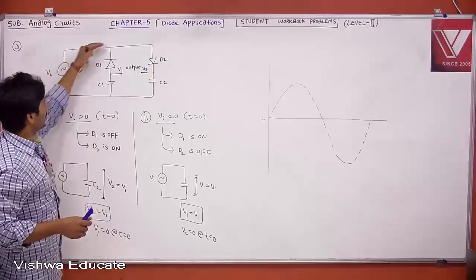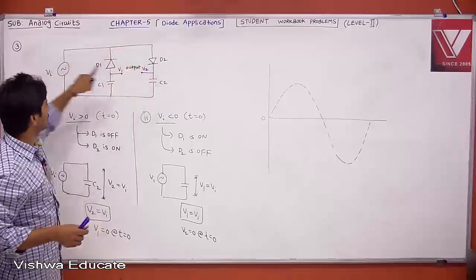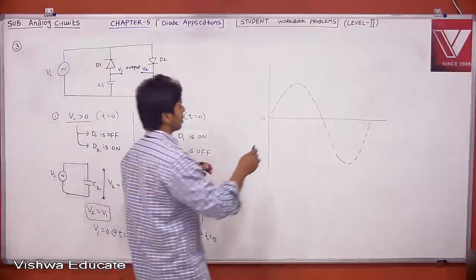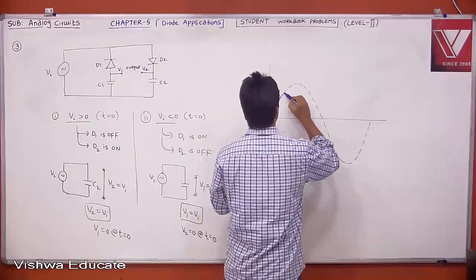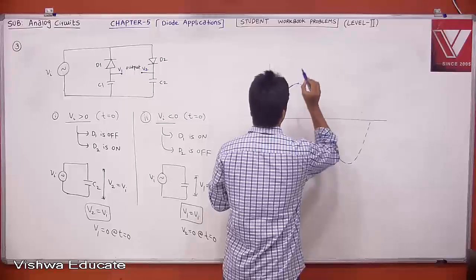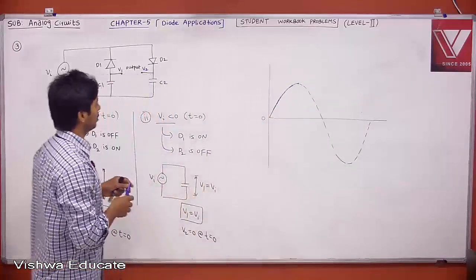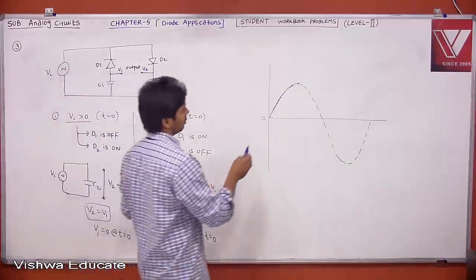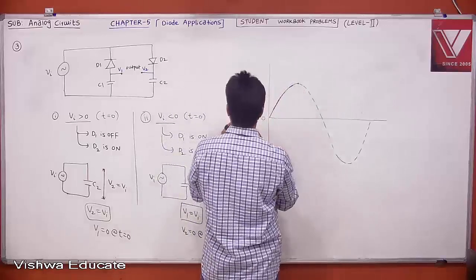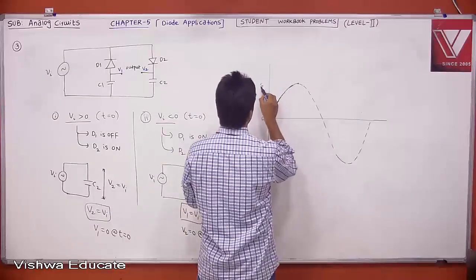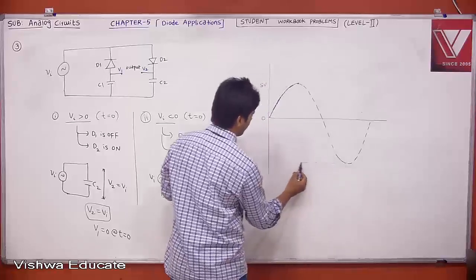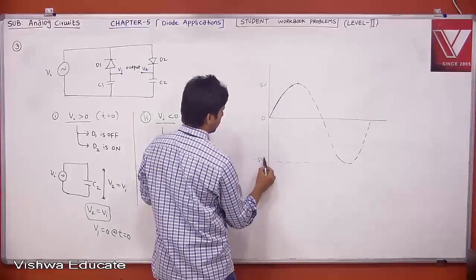Then your capacitor is charging instantaneously. Your capacitor is also tracking your input. Once it reaches the peak value, let us say a 10 volt peak to peak sine wave is applied. This is 5 volt and this is minus 5 volt.